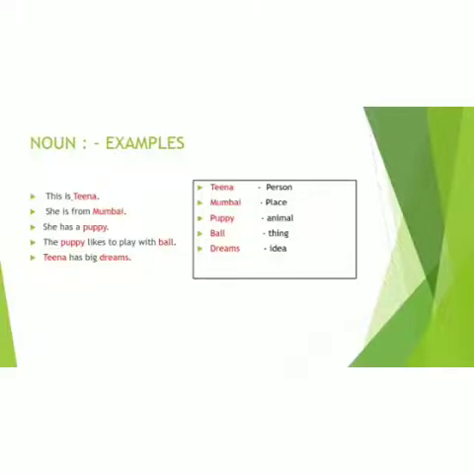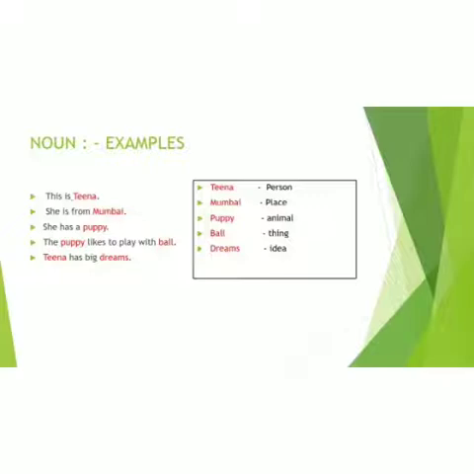This is Tina. Here, Tina is a person or living thing, so it's a noun. She is from Mumbai. The word Mumbai happens to be a place, therefore, it is also a noun. Mumbai is incidentally a city. The word city is a noun as it is a thing. She has a puppy. Puppy is a living thing or an animal. So we can say puppy is a noun as well.